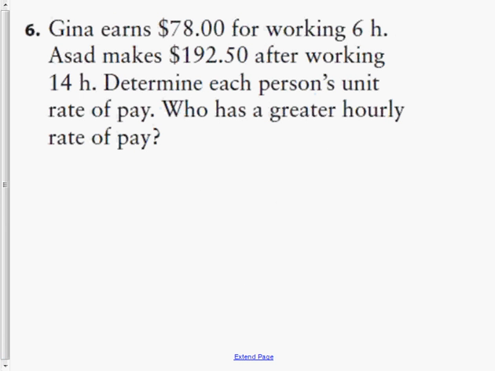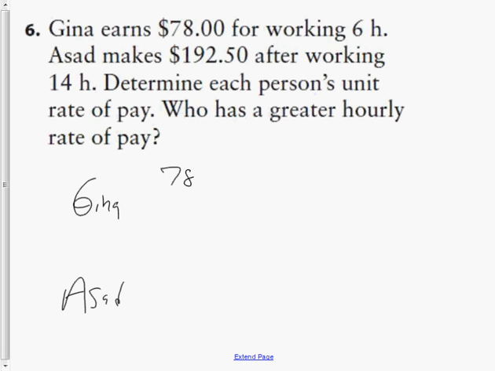Question 6 says Gina earned $78 for working 6 hours, and Assad makes $192.50 after working 14 hours. Here is where we see unit rate in practice. If we want to compare who makes more per hour, we can't say just by looking at the rate of pay for 6 hours and 14 hours. We have to examine both of them in terms of what they make per hour for the rate of pay.